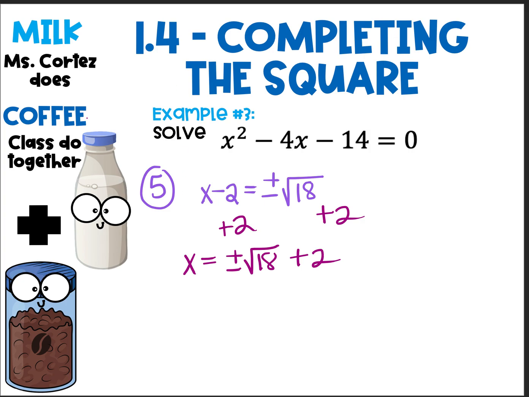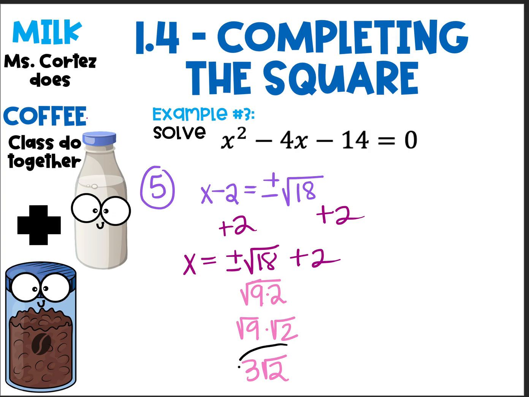Because I have a radical, I have to check if I can simplify it. Remember, you rewrite your 18 as a radical of the factors of 18, where I'm looking for a perfect square. I'm going to choose 9 and 2. That's the square root of 9 times the square root of 2. The square root of 9 is 3. So the square root of 18 can be simplified as 3 times the square root of 2.